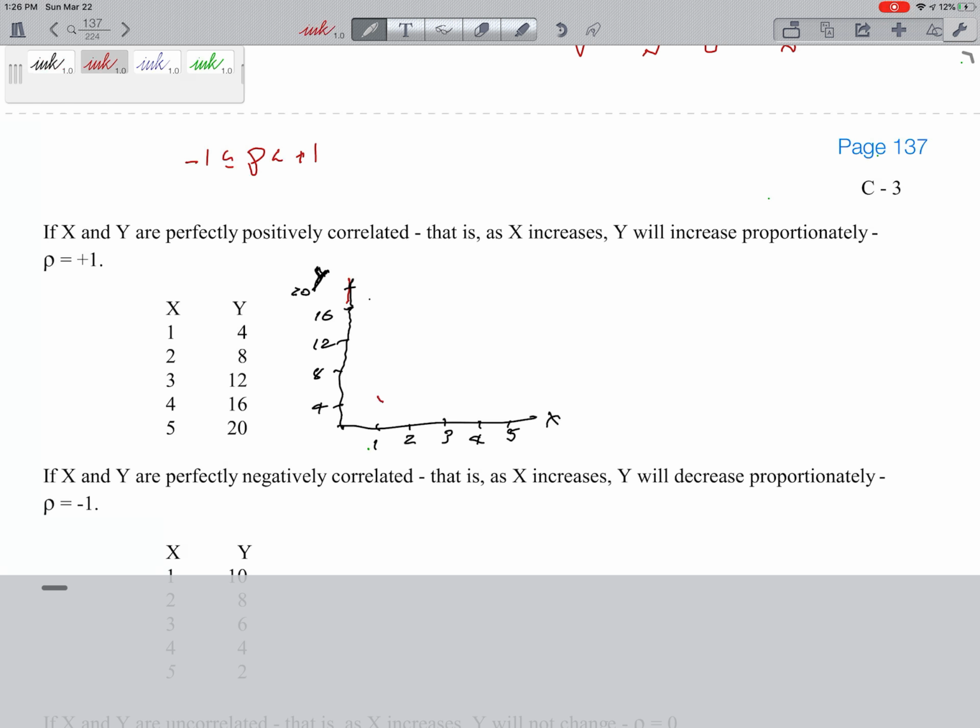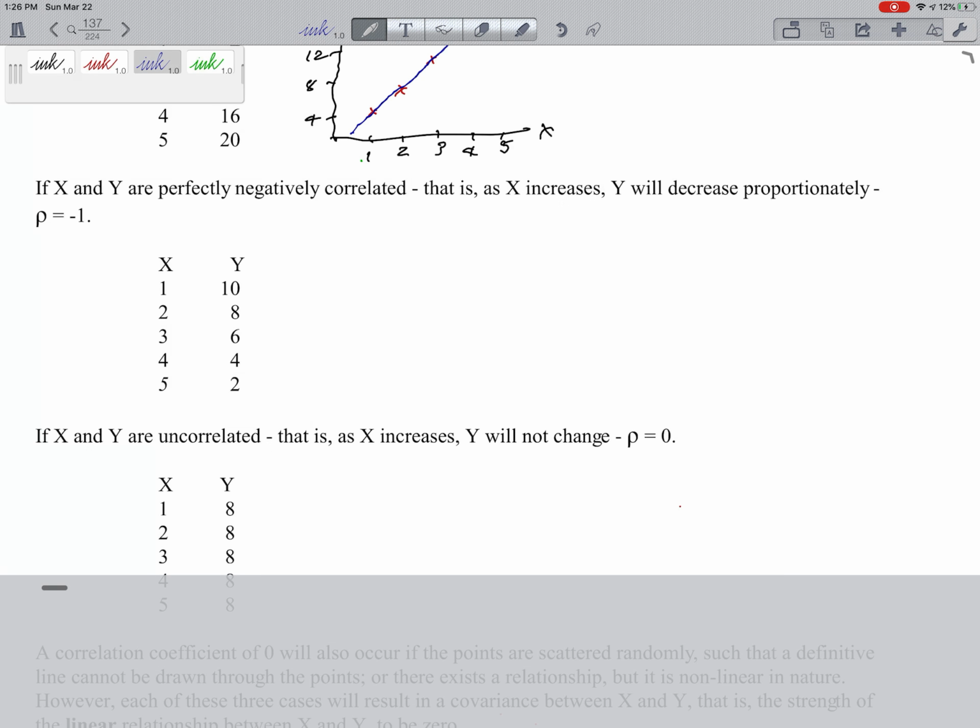And if we were to plot these out, we'd end up with all of the points on a straight line like this. So we could draw a line between them like that, and you could see that all of the points are on a positive sloped line. It doesn't have to pass through the origin as long as it's positively sloped. If all the points are on a positive sloped line, then we say that the rho is equal to +1. So that's a perfect positive correlation.